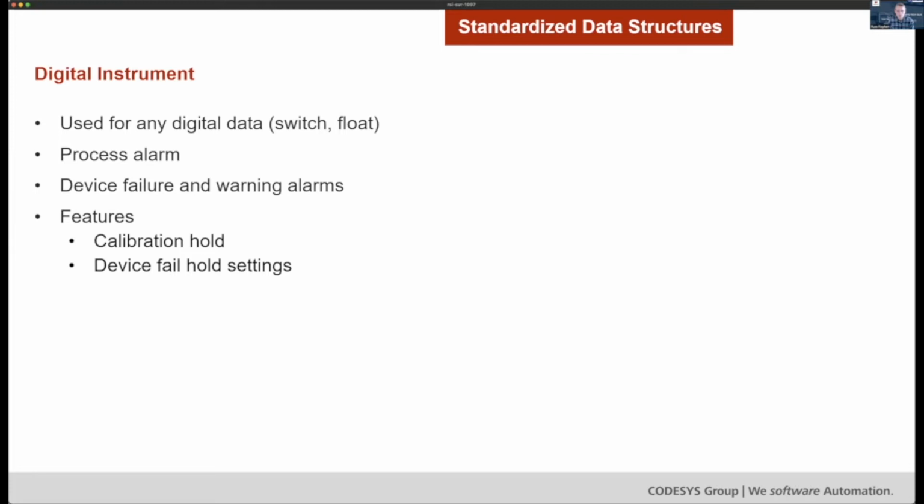Now, digital instruments, pretty much the same, except a lot simpler, right? All we have is digital data, on or off. We have 1 alarm because most of the time this digital instrument is being used for some kind of process alarm. Like I said, maybe it's a high level in a tank or water on floor or whatever. Again, we have device failure and warning alarms, and then we have our calibration hold and device hold settings as well in the digital instrument.